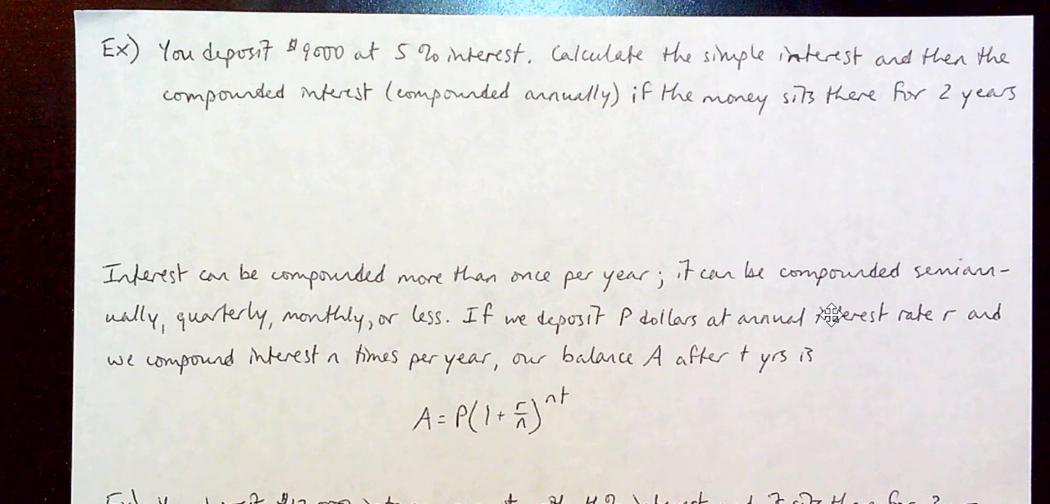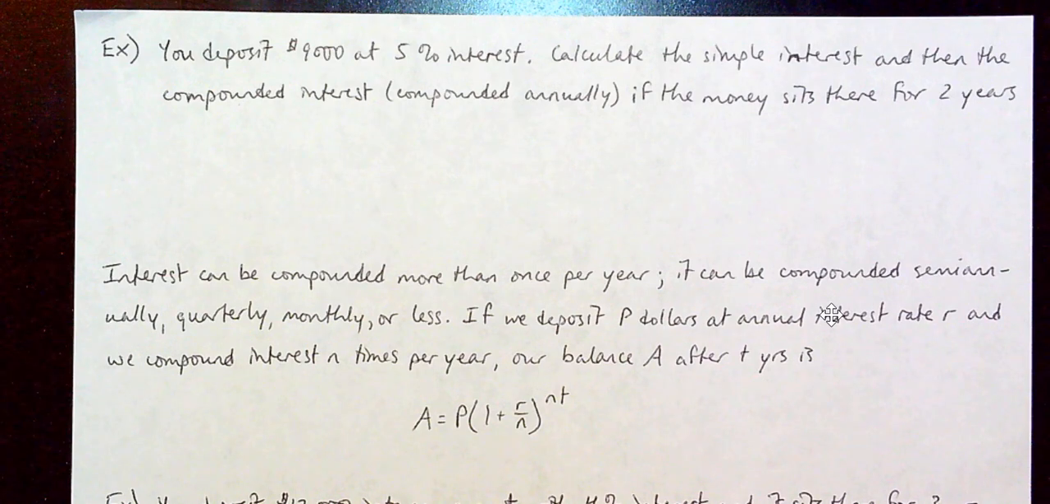So here's the situation. You deposit $9,000 into a savings account that has an annual interest rate of 5%. First, we're going to calculate the simple interest, and then we're going to calculate the compound interest. It's compounded annually if the money sits in there for 2 years.